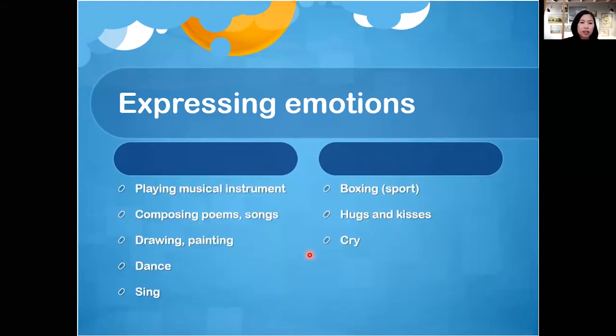Okay, how else can we express our emotions? Through art expression. Ito, marami na yan, no? Playing musical instrument, composing songs, drawings, paintings, dance, or song through a song, no? We also express our emotions through physical activity. Some of us would go into sports. Boxing, yun, very real yun. Pag naiinis ka, you can just box your emotions away, okay? Hugs and kisses are manifestations of emotions, expressing our emotions. Crying, okay, so physical activity.